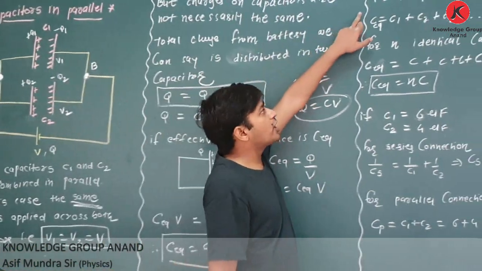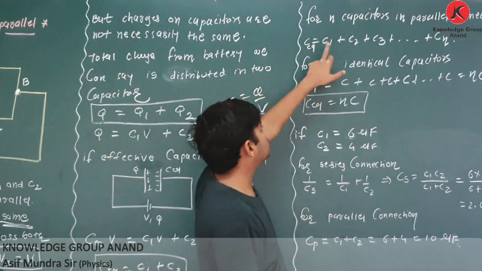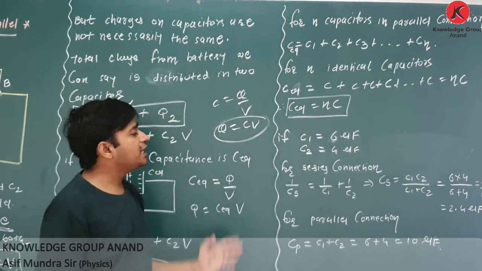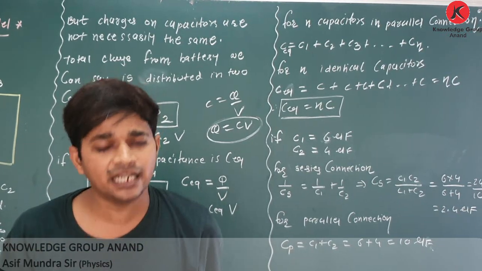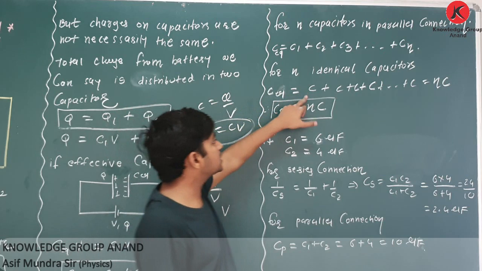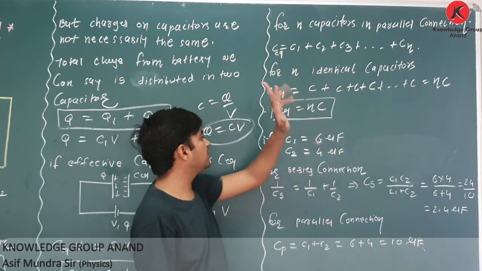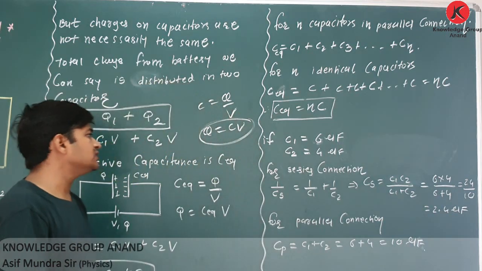Okay. Now for n capacitors in parallel connection, C equivalent = C1 + C2 + C3 + and so on. And if you are given n identical capacitors, identical means again the capacitance is the same. So C equivalent = C + C + C + ... + C. Then C equivalent = nC. Clear? Okay.